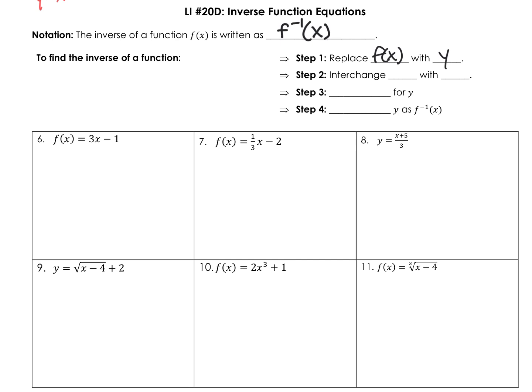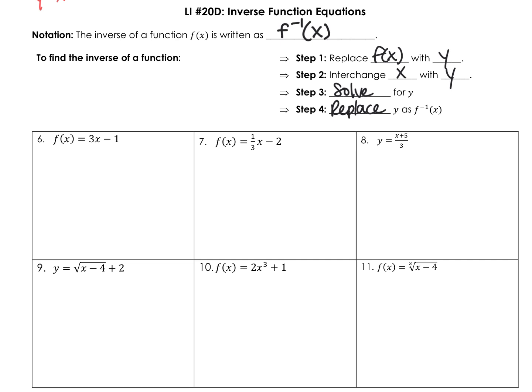Then just like you did yesterday, you're going to swap x and y. So interchange x with y, solve for y, and then because you're fancy, you're going to replace y as f inverse of x, okay? Here we go.